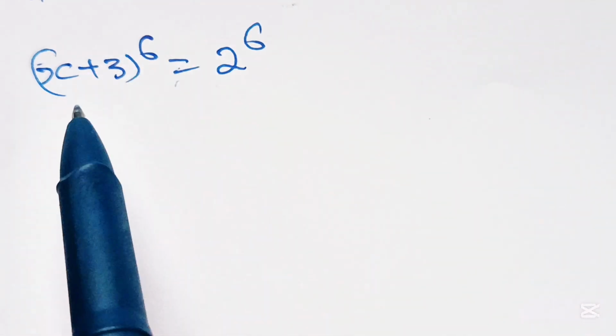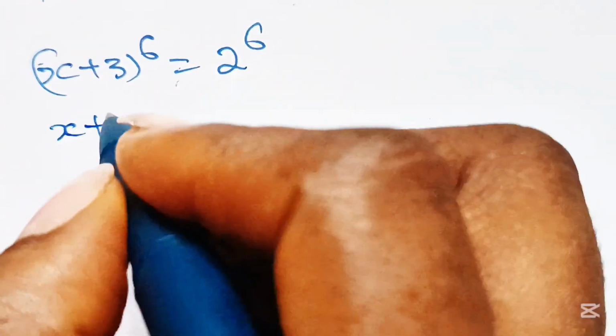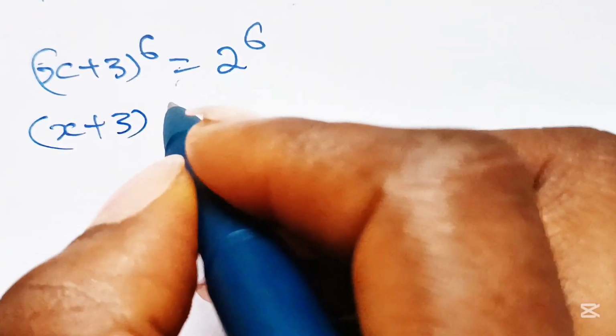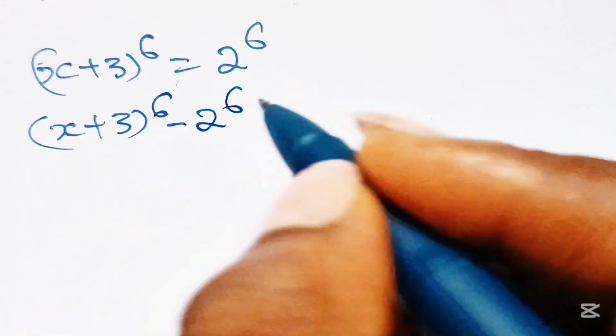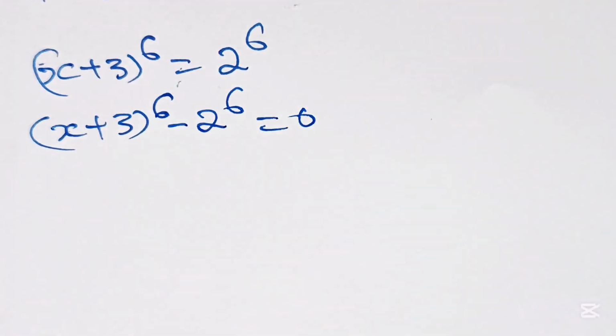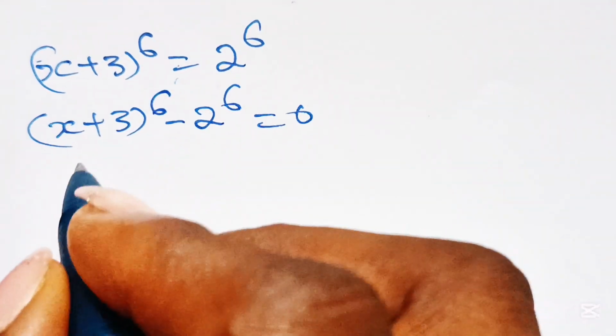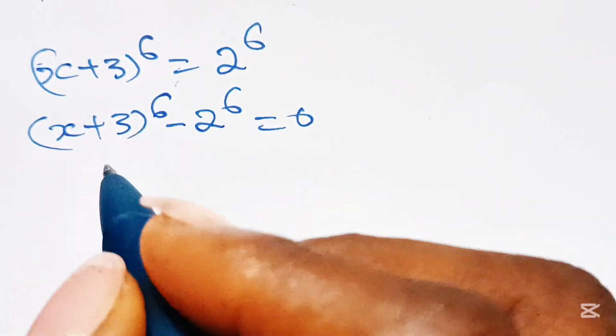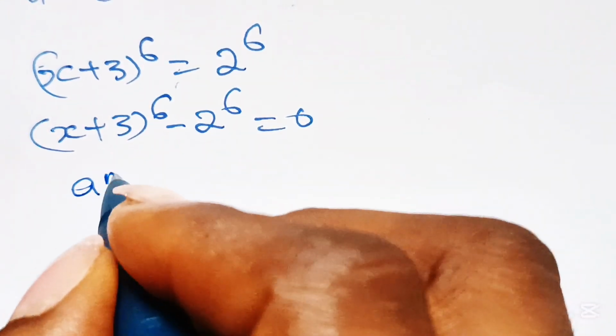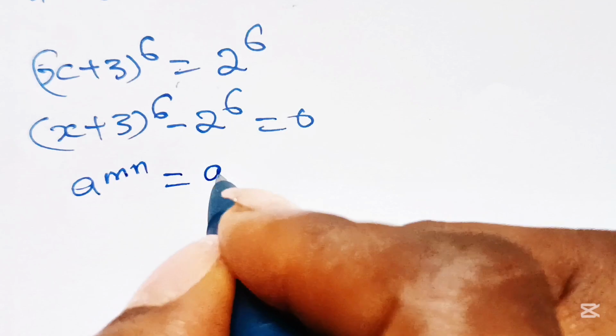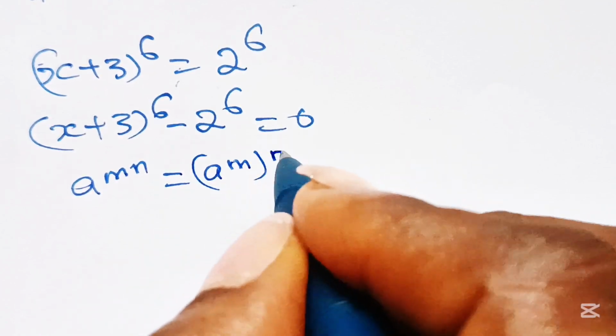First, let's transfer this to the other side of the equation. So if we do that, we have (x + 3)^6 - 2^6 = 0. Okay, now you can express each power as products of each factor, since a^(mn) is equal to (a^m)^n.